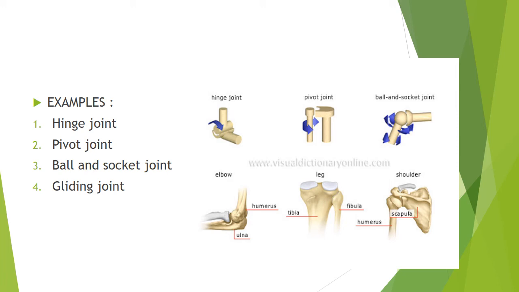Okay, next is gliding joint. At these joints the bones move easily over one another in a back and forth manner. You can see the gliding joint in the vertebrae. Basically gliding joints make the backbone.